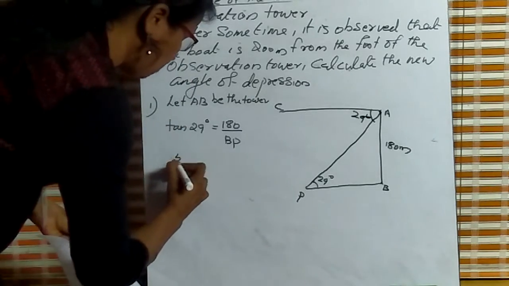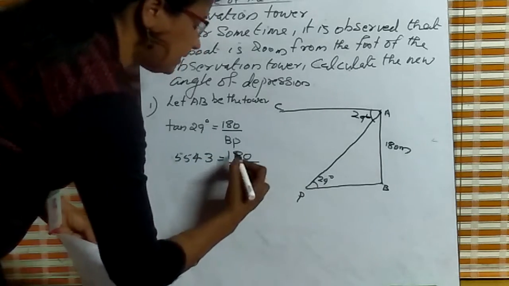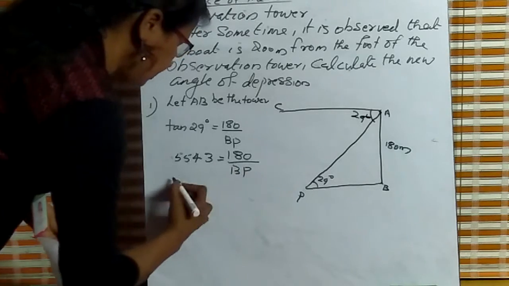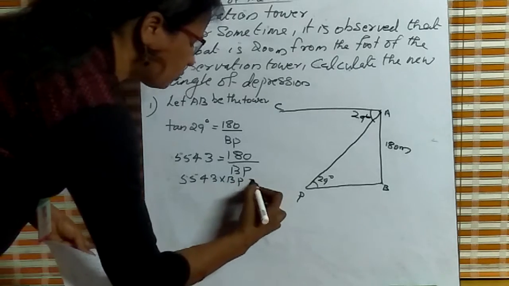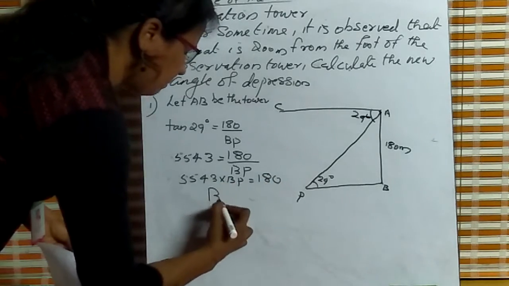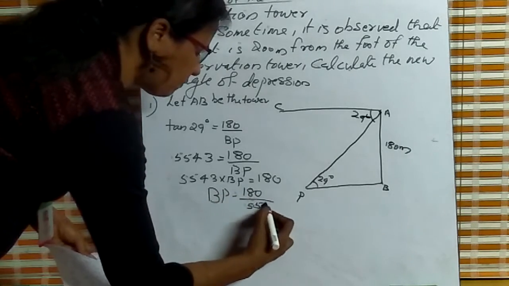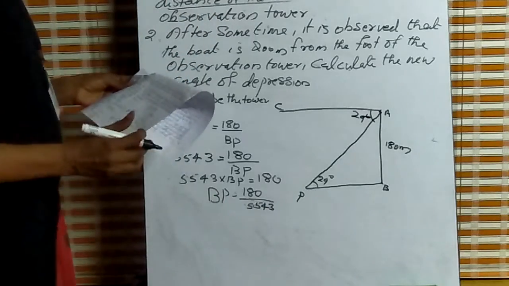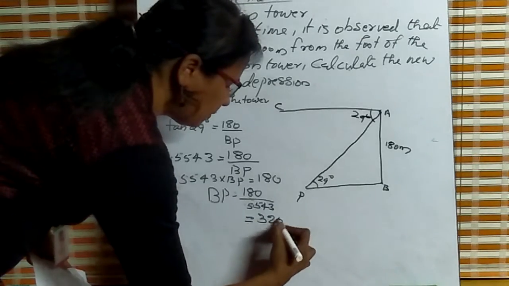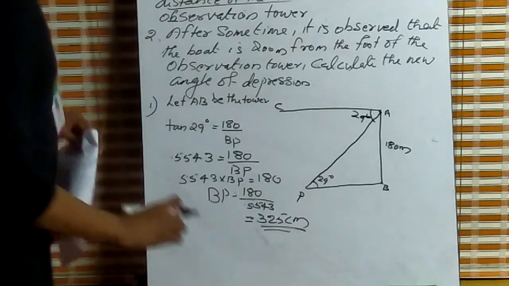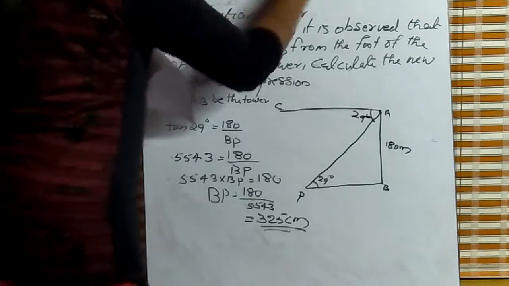Tan 29 is equal to 0.5543, equal to 180 divided by BP. Then cross multiplication: 0.5543 into BP is equal to 180. So BP is equal to 180 divided by 0.5543. We divide these two, we will get 325 centimeter. First part is over.